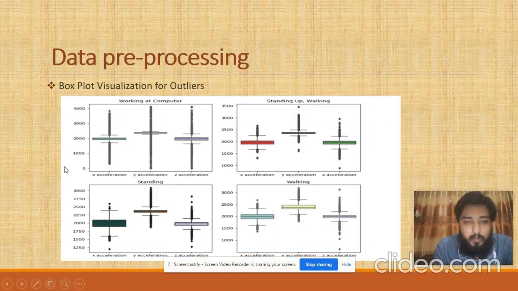Moreover, we have done some data pre-processing. You can see here for certain labels, I have used box plot visualization. You can see the amount of outliers. The data is very much spread and skewed, and we have to convert it into either Gaussian form or normal distribution to get the optimum results. You can see the complete box plot diagram in my notebook.